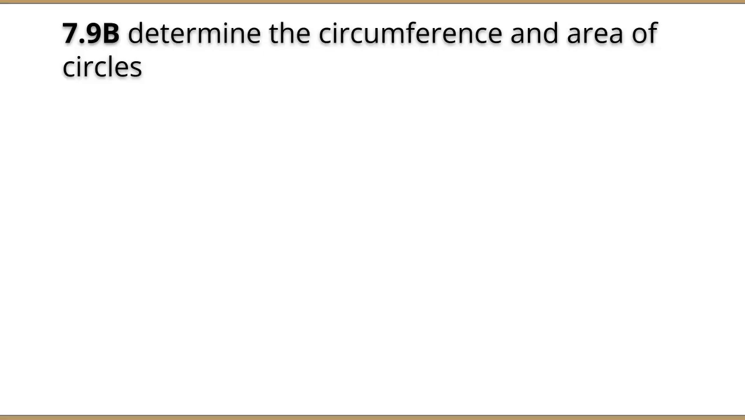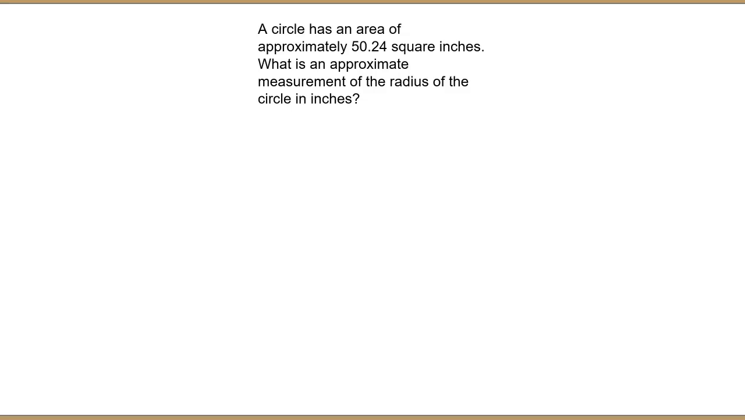To determine the area of circles, we're going to apply what we know about determining the area of a circle to find a piece of our missing formula. Let's take a look at our problem. This problem says a circle has an area of approximately 5,024 square inches. What is an approximate measurement of the radius of the circle in inches?